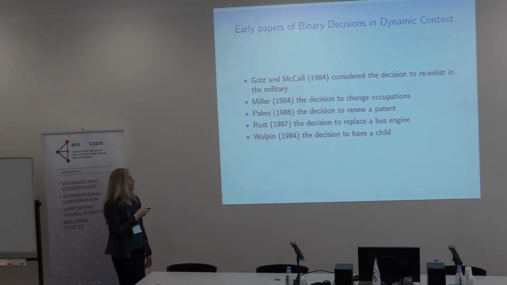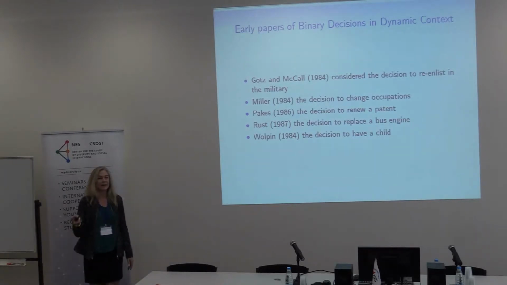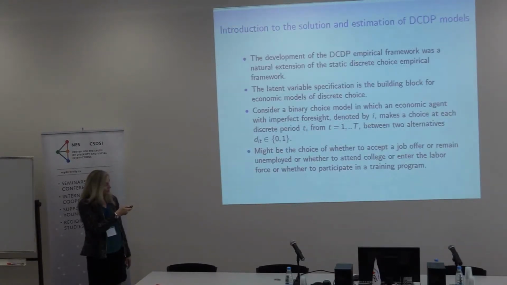And Wolpin had a model of the decision to have a child. He had data from Malaysia, where there was high child mortality. His question was, if a family experiences the death of a child, do they then increase their fertility afterwards? Not really replacing the child, but making up somehow for the child that died. So those were the earliest papers in this literature.